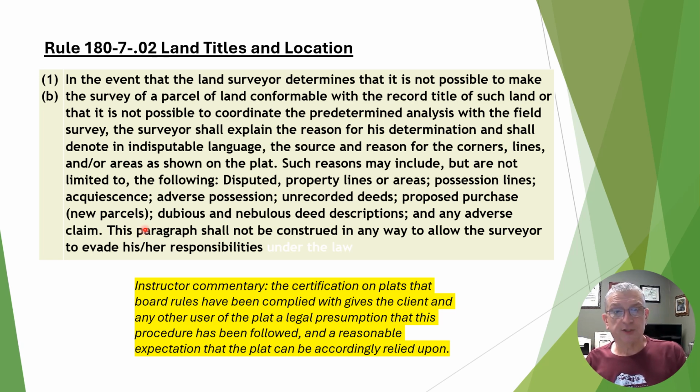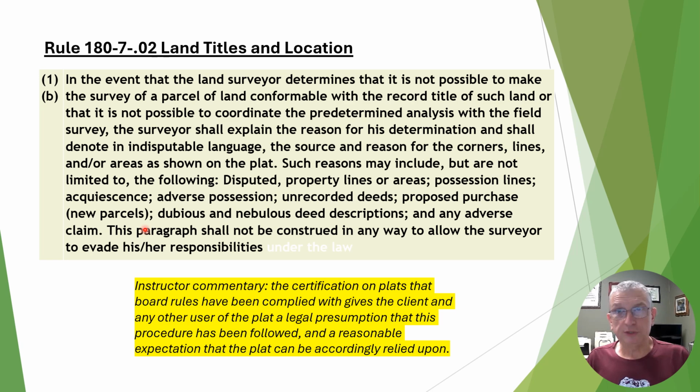Dubious and nebulous deed descriptions. If you just can't follow that deed, if it just says thence to a red oak and it doesn't give you a direction or a distance or anything else to go by, well, any red oak is as good as no red oak at all. You cannot confirm that it's the red oak in the deed.